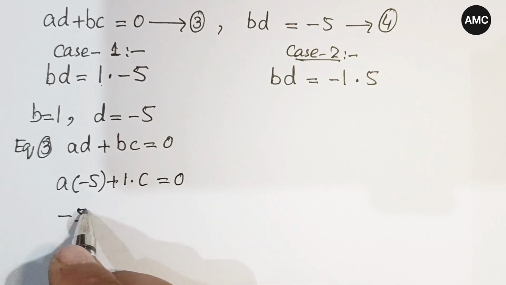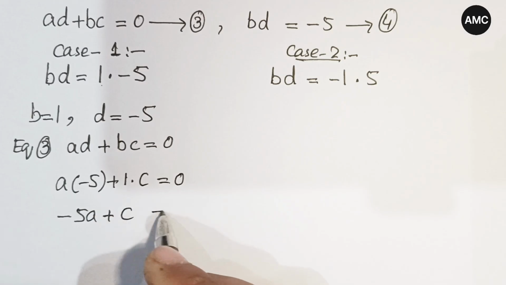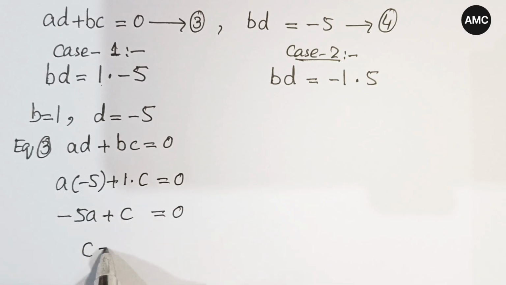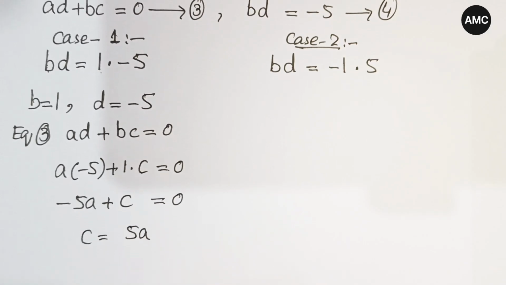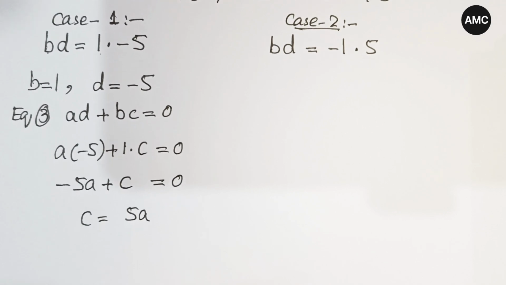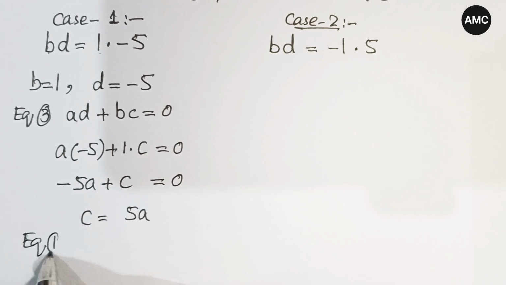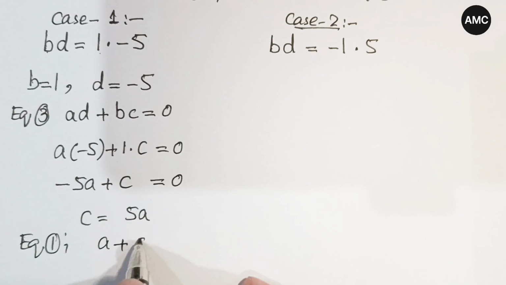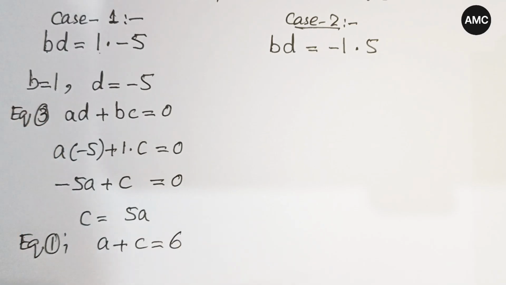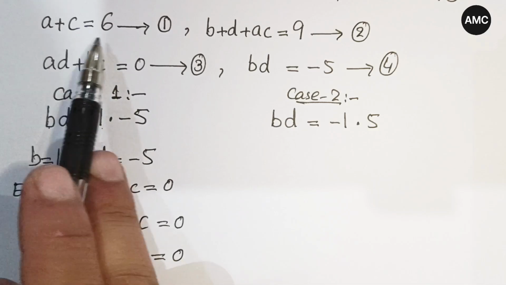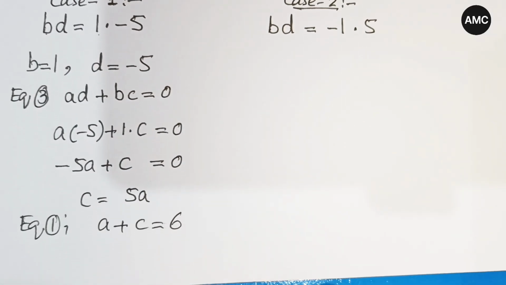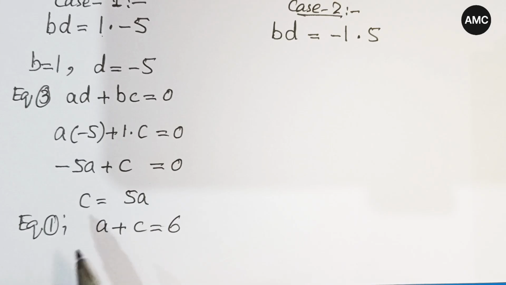Here we have minus 5 times a plus c is equal to 0, and c is equal to plus 5a. Here we have c is equal to 5a. Now if we put this value of c in equation 1, then equation 1 implies that a plus c is equal to 6. Here we have our first equation, that is a plus c is equal to 6. So putting the value of c, we will get the value of a here. So a plus c is actually 5 times a, which is equal to 6.